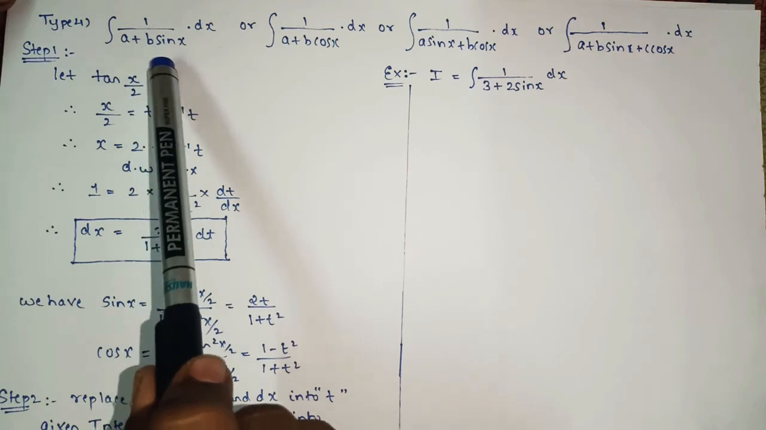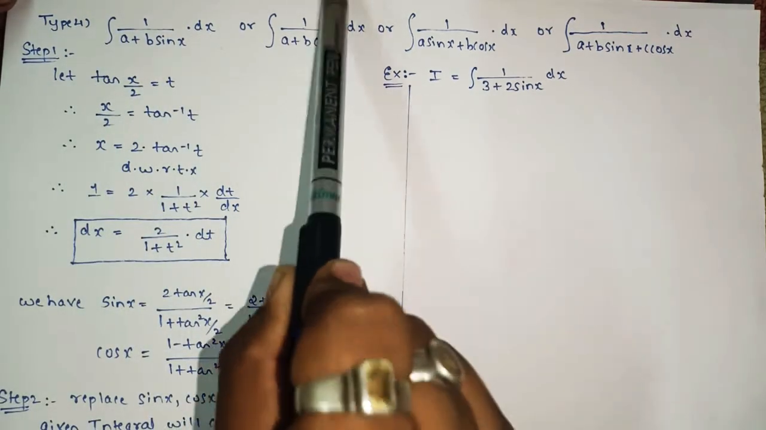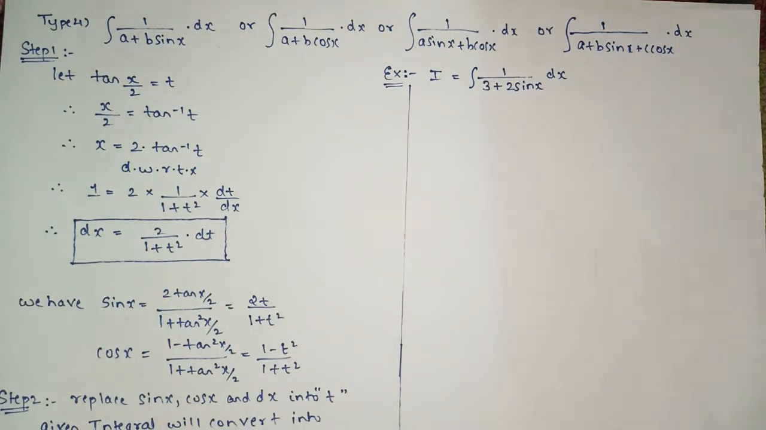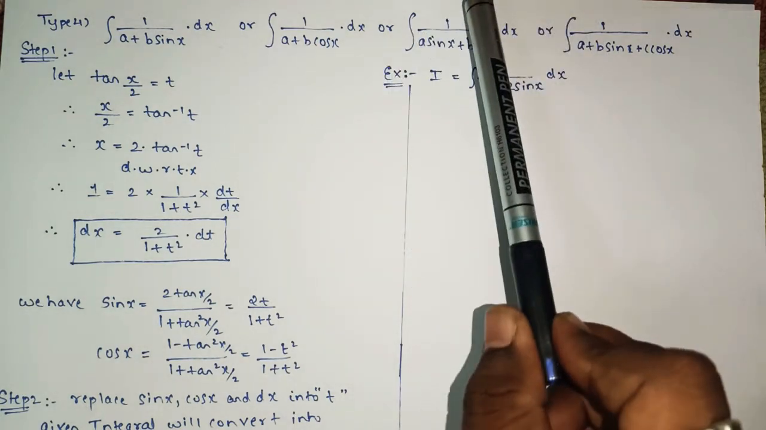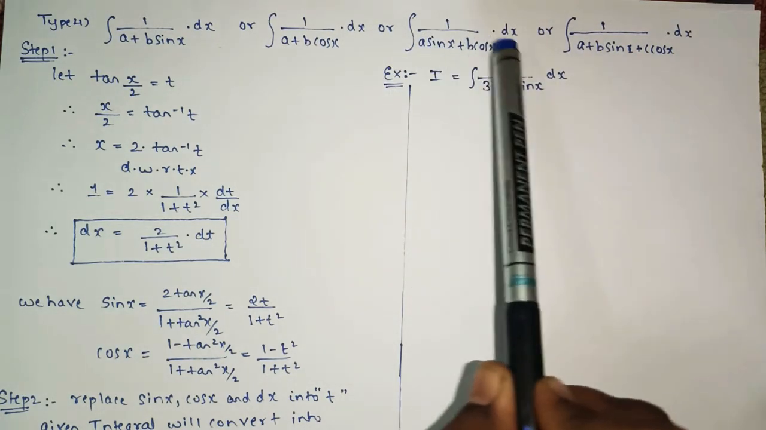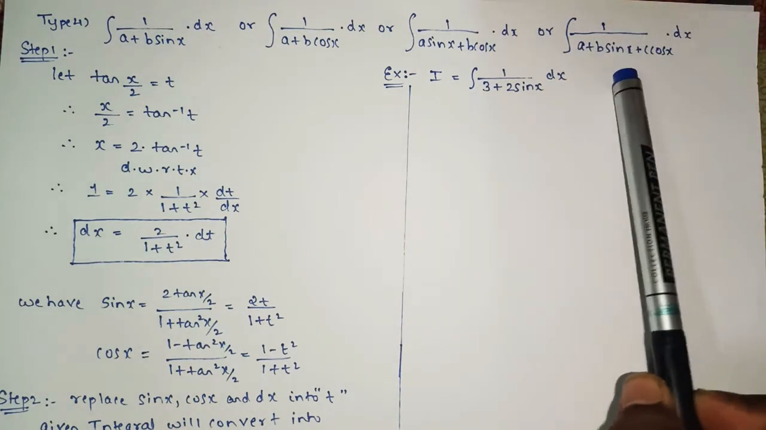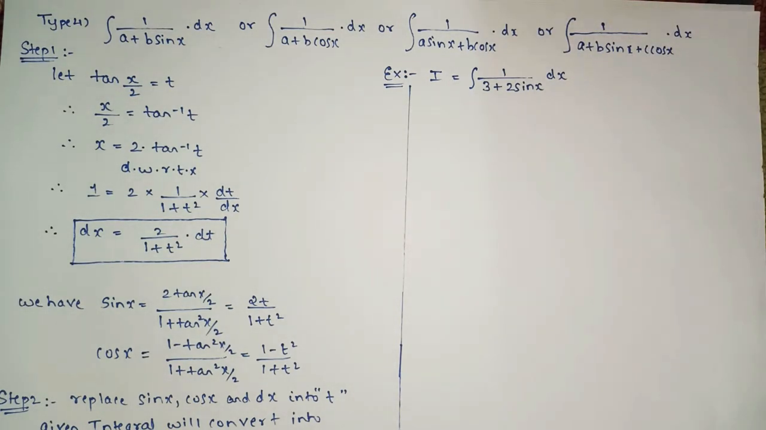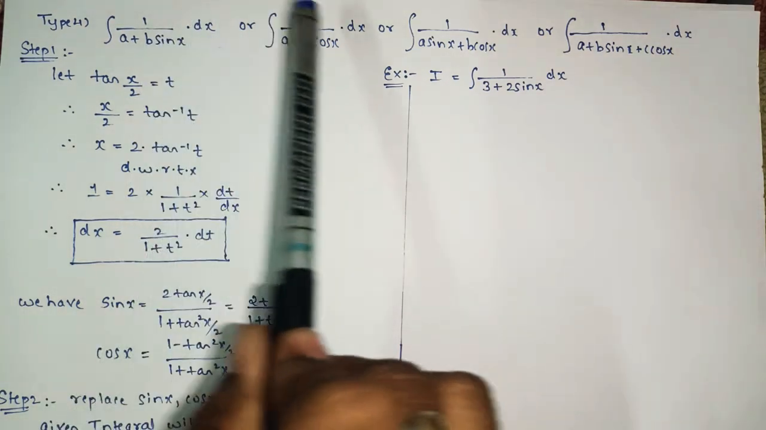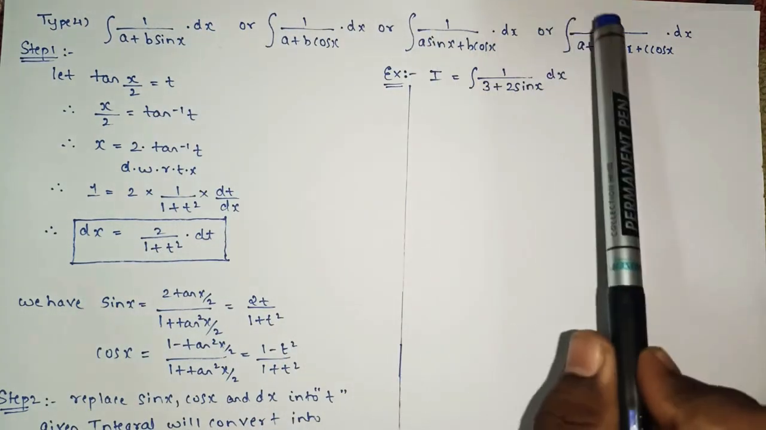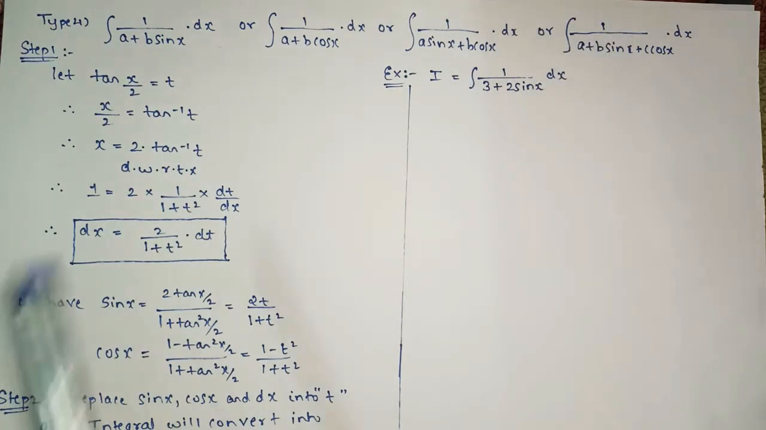Sometimes the given question will be in this form also, 1 upon a plus b cos x, or else it will be in the form of 1 upon a sin x plus b cos x, or sometimes it will be in the form of 1 upon a plus b sin x plus c cos x. Okay, so whether it is in this form or in these forms, for all four forms you have the fixed steps.